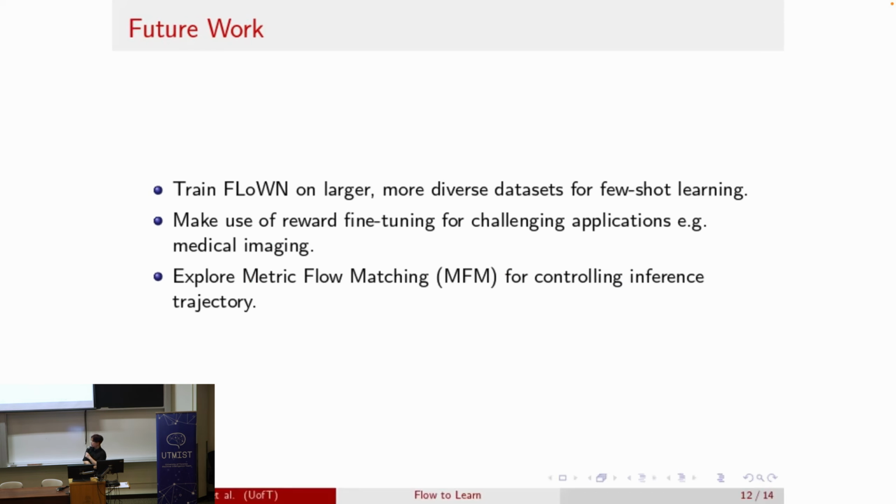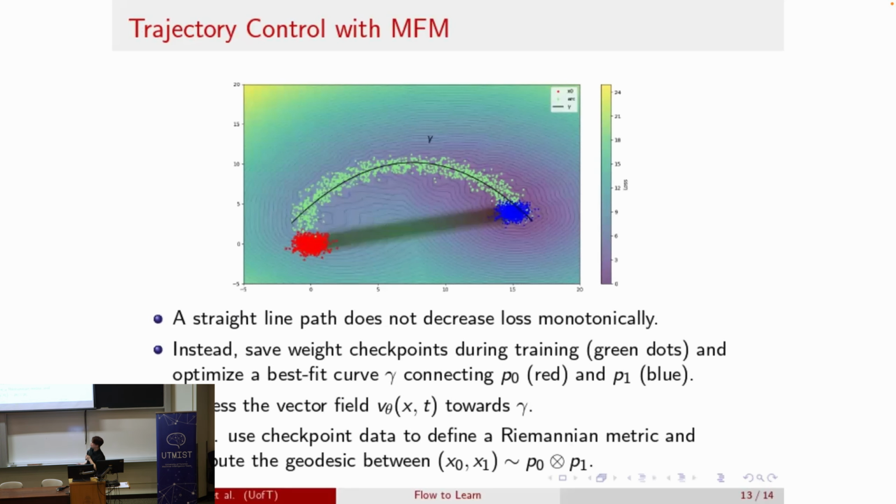So as I said, we're probably going to train our method on larger and more diverse data sets, especially for few shot learning. And as for our fine-tuning procedure, what we did was we just did backpropagation, but we can make use of, let's say, more recent methods on reward fine-tuning for especially challenging data sets like medical imaging data sets. And this last point, I think, is interesting as it's also something that we started working on before, which is sort of controlling the inference trajectory. So I'll just say a bit more on that last point.